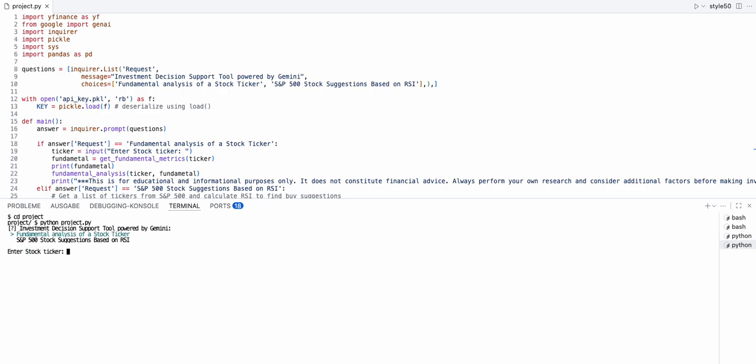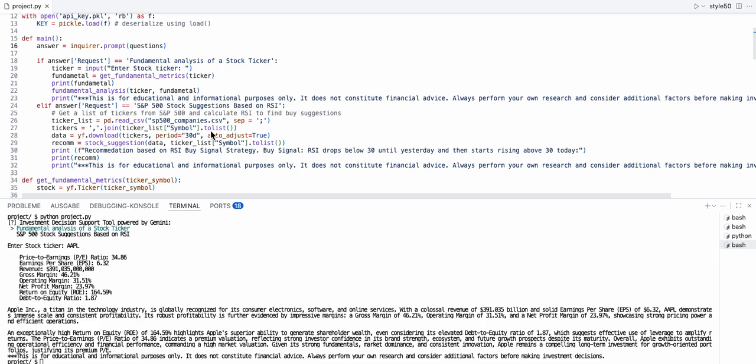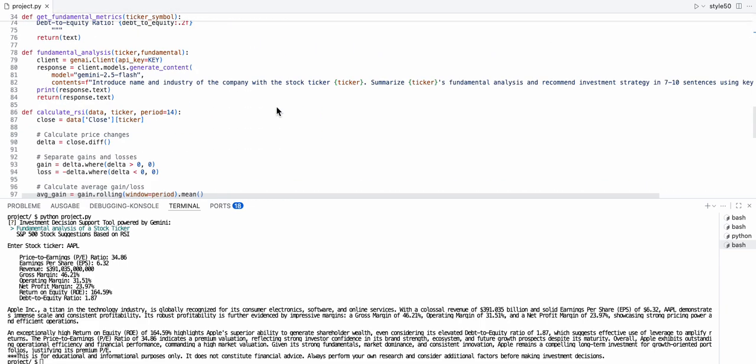If we choose this function, the user will be prompted to provide a ticker, and here I entered Apple. So when we provide Apple, the data will be pulled from Yahoo Finance, including the main fundamental metrics. These metrics will be fed into Gemini using a simple prompt, which is the requirement to introduce the name and industry of the company and summarize the fundamental analysis within 7 to 10 sentences. And the analysis from Gemini will be printed on the screen here.